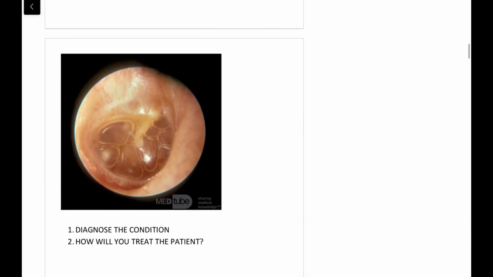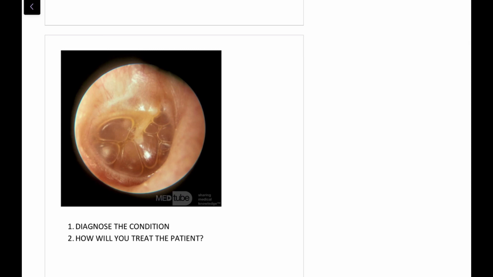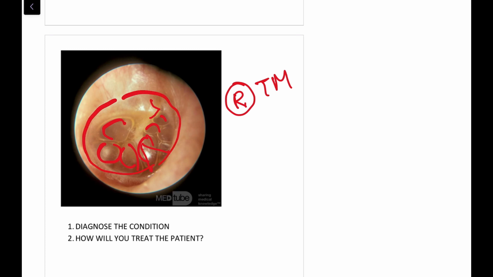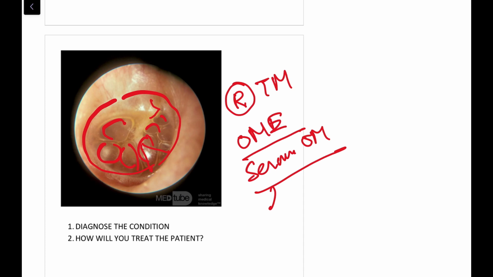Then coming to the next pictures, again, like I mentioned before, it is very important to determine the side. See, the lateral process of malleus is like this. This is the cone of the light. So this is a right-sided tympanic membrane. So you must always be able to identify the side of the tympanic membrane. Coming to the diagnosis, as you can see, there are bubbles right behind the tympanic membrane, and it seems bulged out overall. So this is otitis media with effusion, or a serous otitis media, or a glue ear.